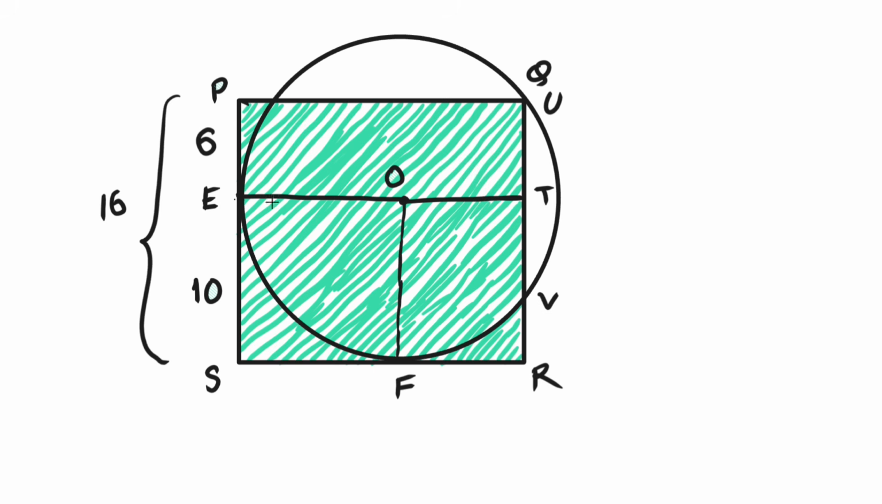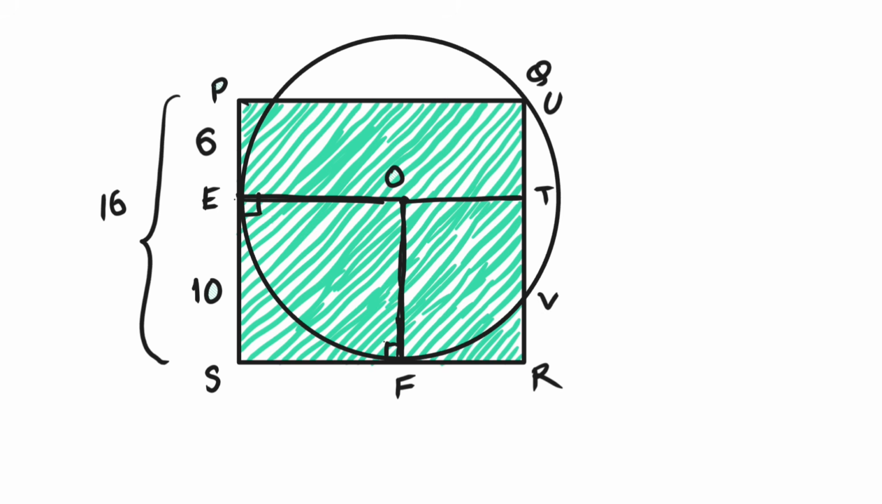Now notice something important. OE is a radius of the circle because E is a point on the circle, and OF is also a radius because F is another point on the circle. Since both are radii of the same circle, they have equal lengths. More importantly, whenever a radius is drawn to a point where a line is tangent to the circle, that radius is perpendicular to the tangent line. In other words, the radius makes a 90-degree angle with the tangent.